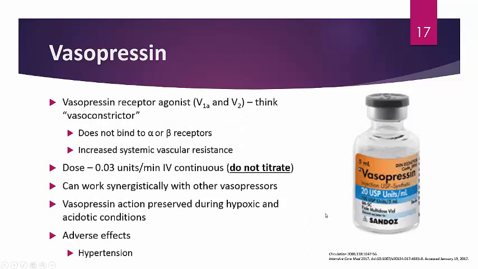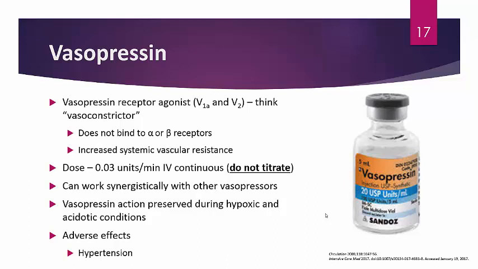The last vasopressor we'll talk about is vasopressin. Vasopressin acts differently than the other vasopressors in that it does not activate alpha-1 and alpha-2 receptors. It does activate V1A, V2, and V1B receptors. And in terms of shock, the ones I want you to remember are the V1A and the V2 receptors. And these will actually help vasoconstrict as well as retain body water. It will also increase systemic vascular resistance.